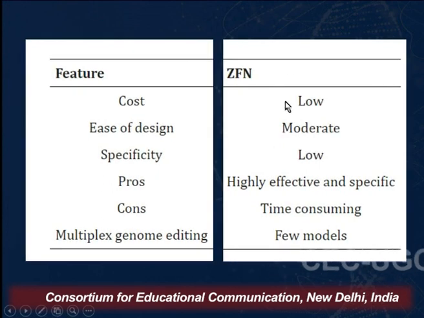Similarly, for zinc finger nucleases, the cost is low, but the specificity is also very low. The pro is that it is effective and specific, but the specificity is lower as compared to the other genome editing tools. Again, it is very time consuming, and there are very few models to do that. So with the advent of the CRISPR-Cas9 system, it just revolutionized the entire genome editing field.